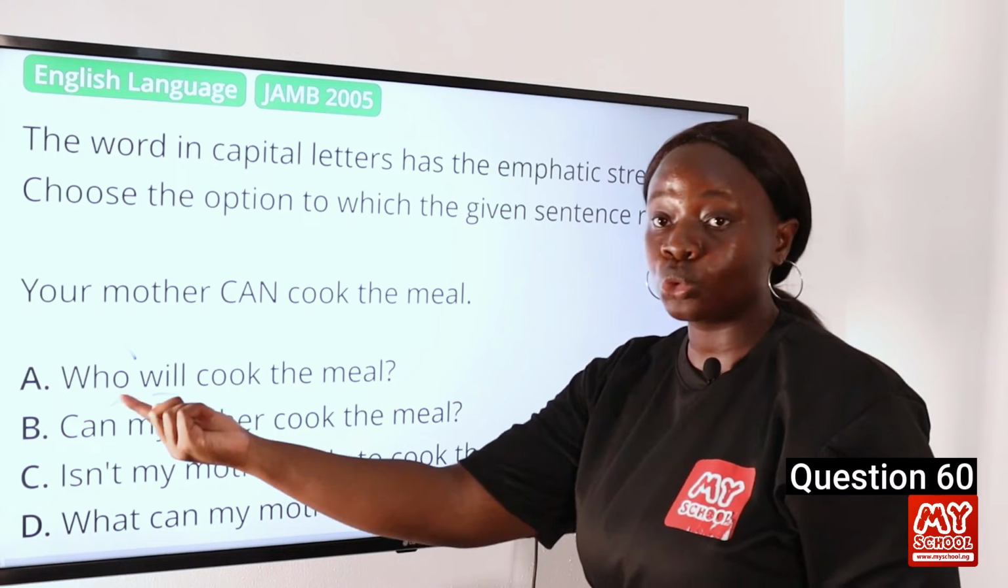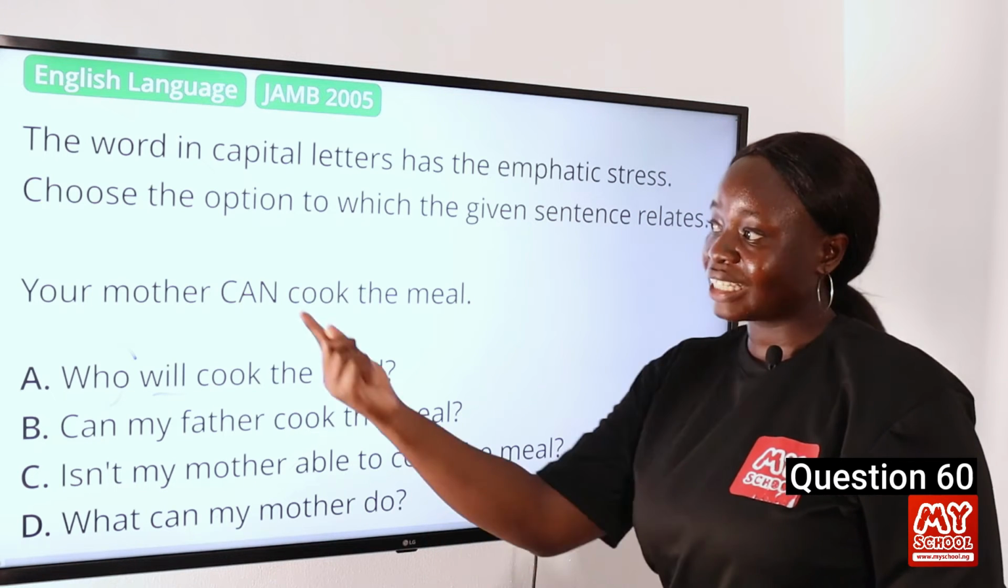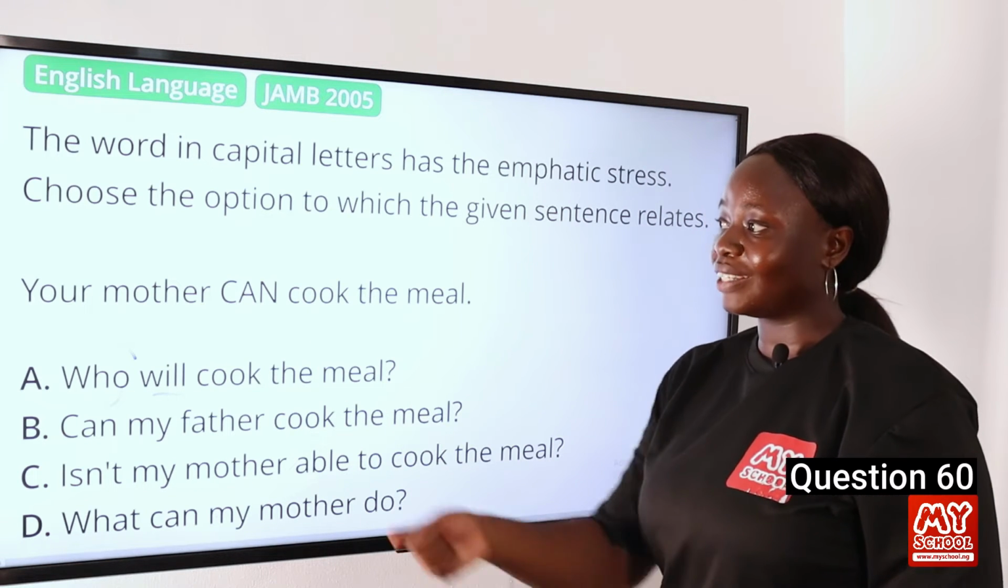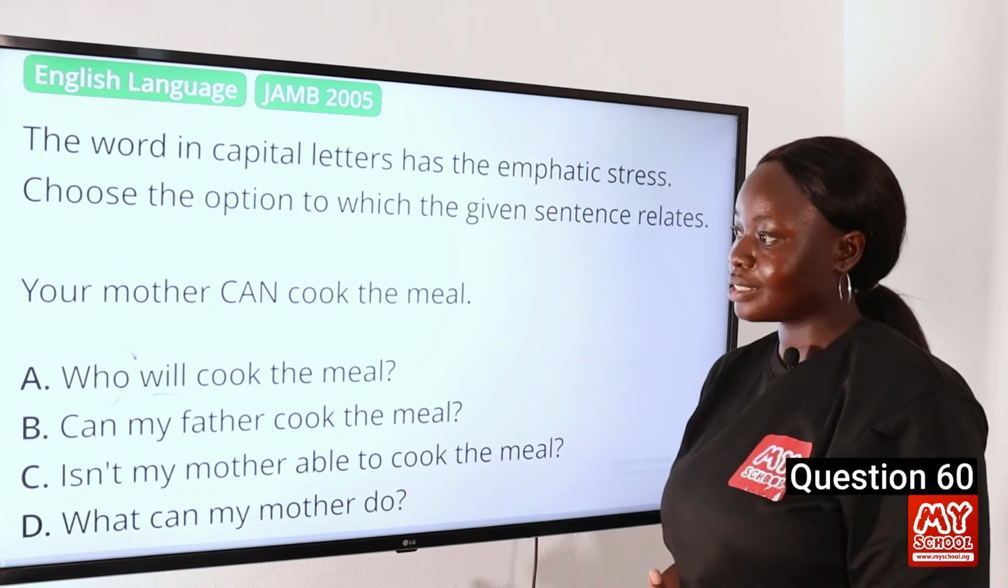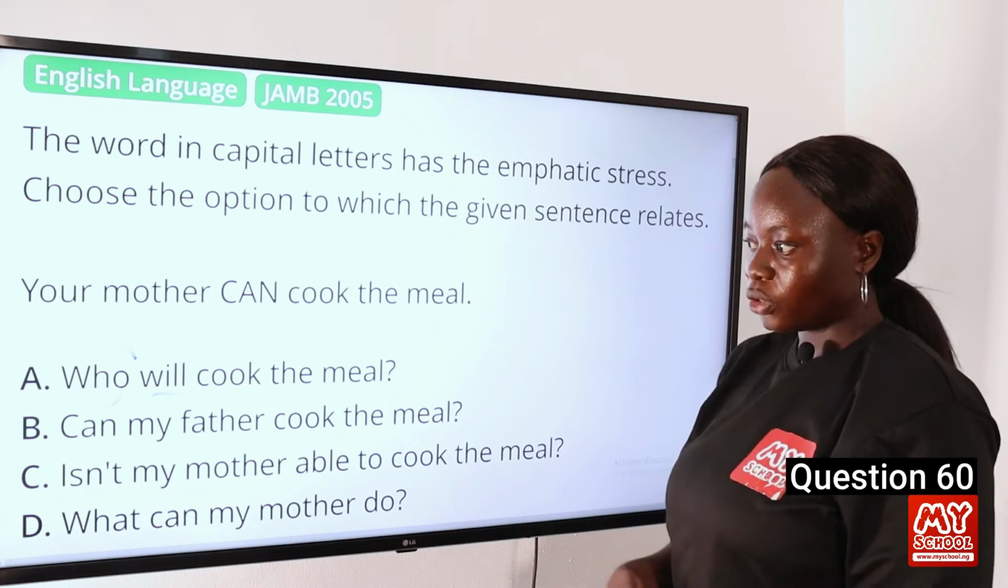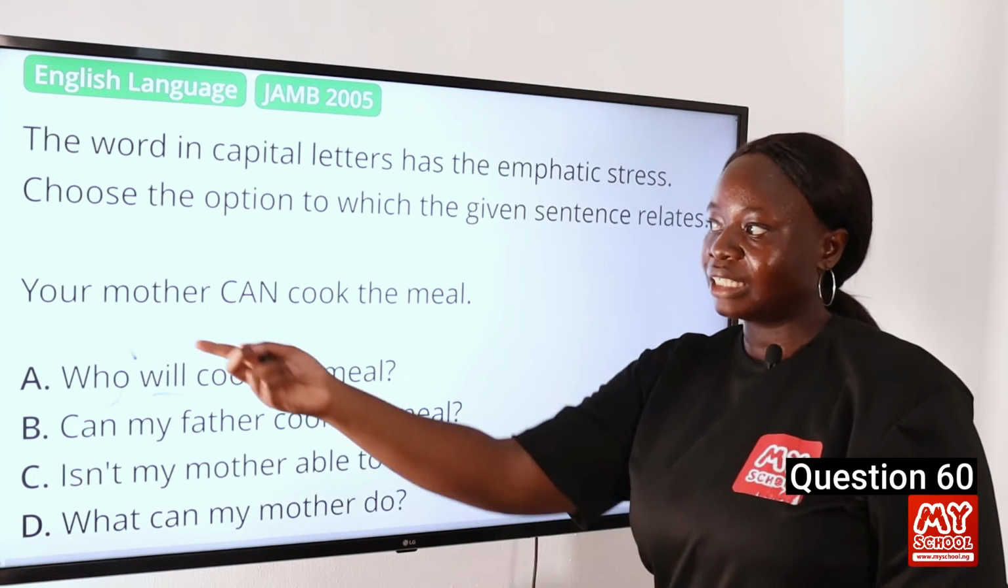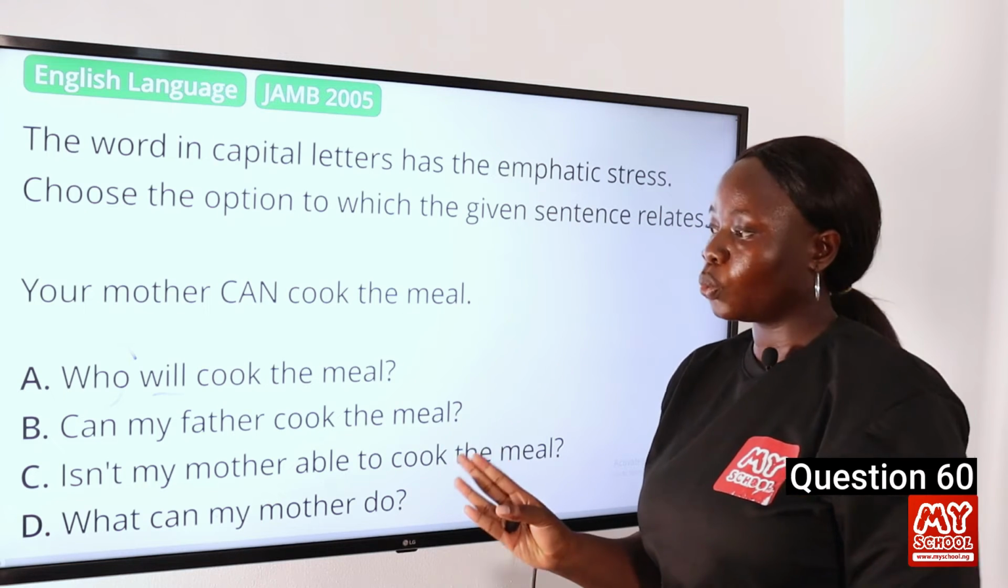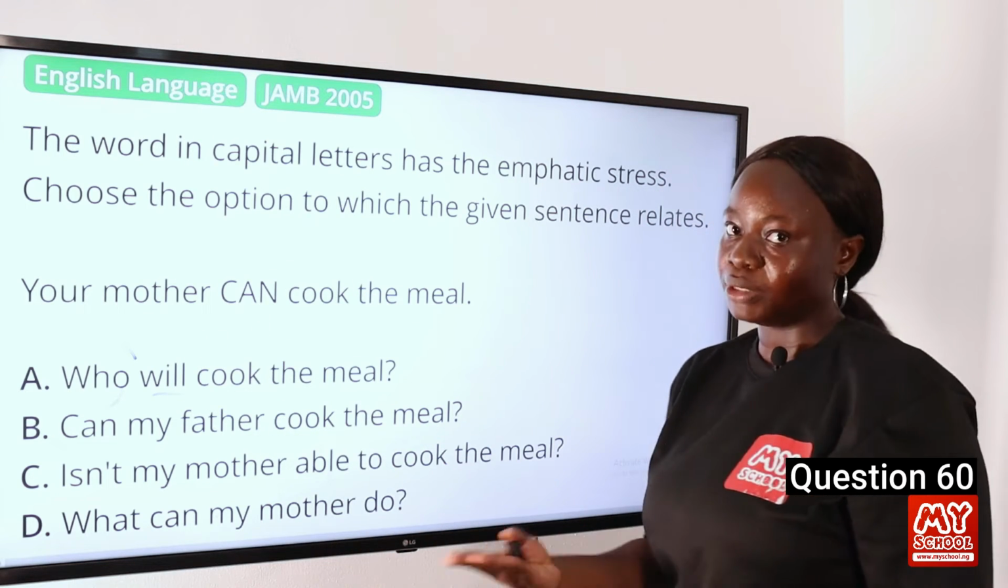So since there are two things that the person is unsure of, that can be the answer to this question. Otherwise, they will have to stress two different things, and that is not possible. So it can be option B, because they talked about my father, and your mother is not stressed. So when they stress your mother, then that could be the answer.